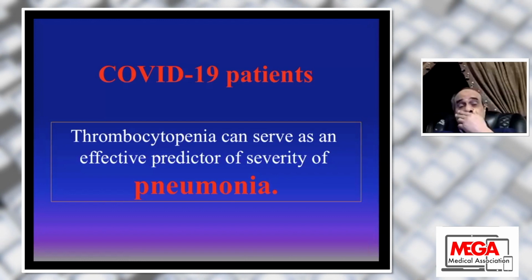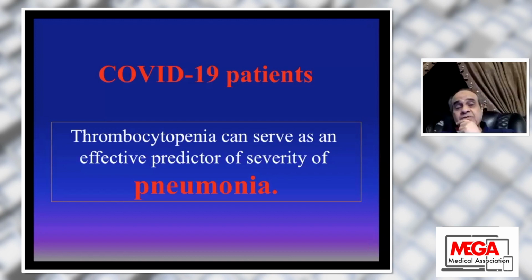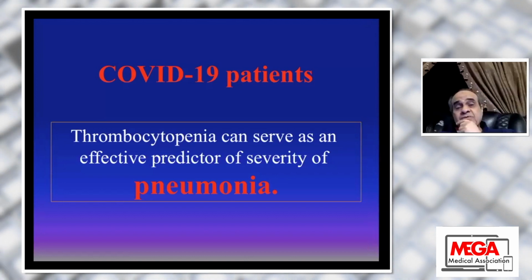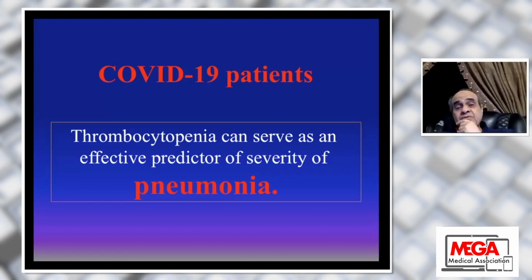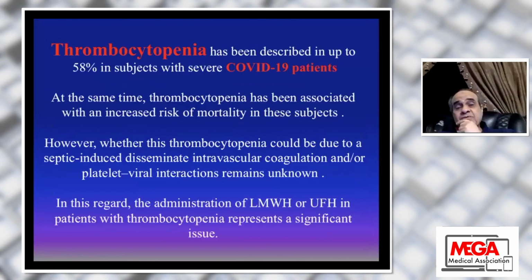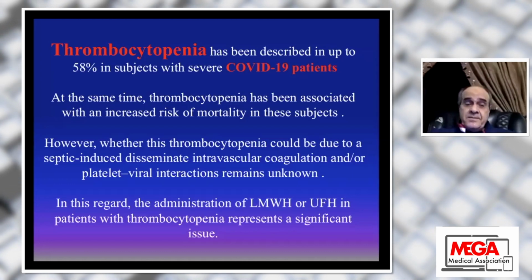COVID-19 patients, I mentioned here one important point. Most of the patients, or a large percentage of those patients, suffer from thrombocytopenia, pneumonia in any patient with lung disease. Thrombocytopenia has been described in 58% of subjects with severe COVID-19. At the same time, thrombocytopenia has been associated with an increased risk of mortality in these patients.